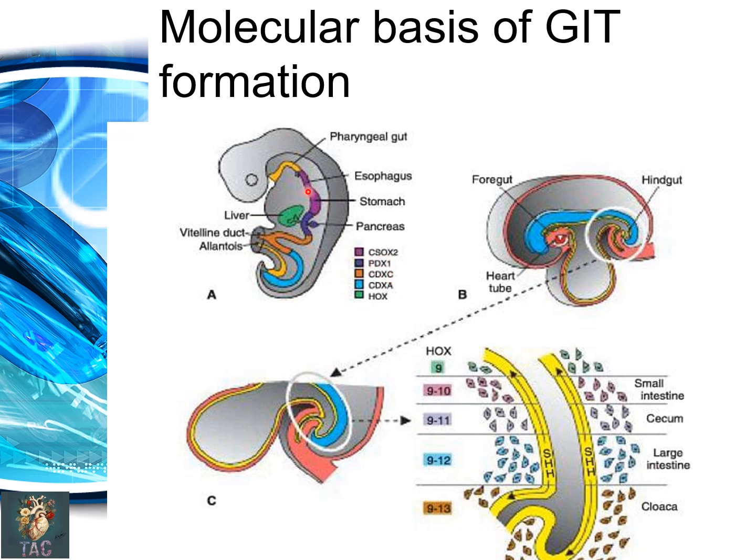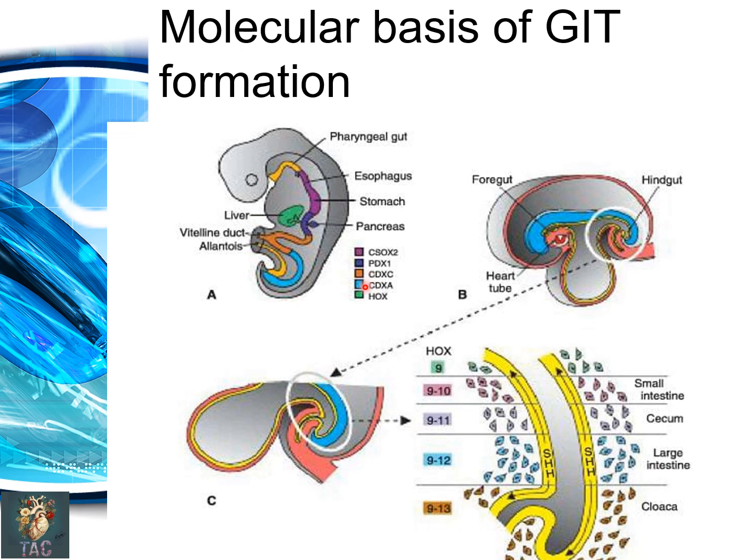This purple color shows the SOX2 gene, which is responsible for development of the esophagus and the stomach. Then this blue color area shows the PDX1 gene, also called the pancreatic and duodenal homeobox gene. So expression of these genes results in formation of the pancreas and the duodenum.